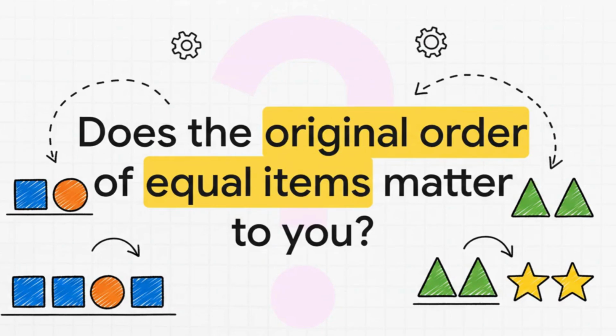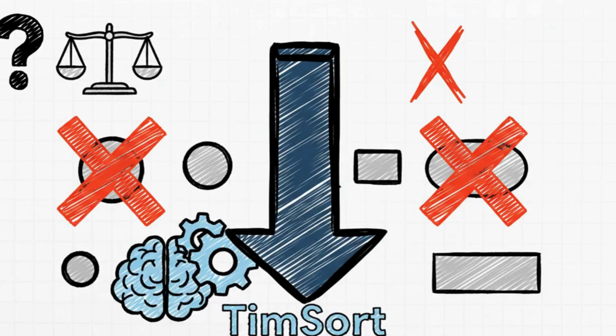So this brings us to that big concept of stability. You have to ask yourself, if two items are considered equal by my sorting rules, do I need them to stay in the same order they started in? And if the answer to that question is yes, well then your choice is already made for you. You must use a sort that works on objects, because only those methods guarantee you'll get the stable tim-sort algorithm. For a lot of data processing tasks, this is totally non-negotiable.